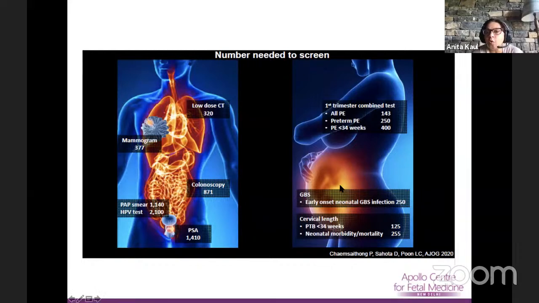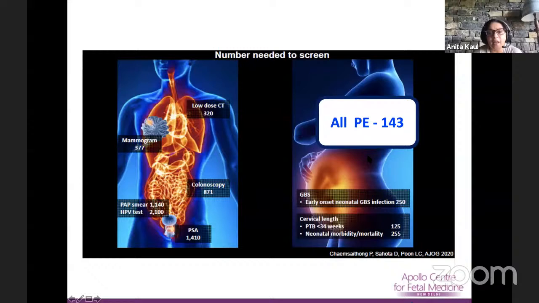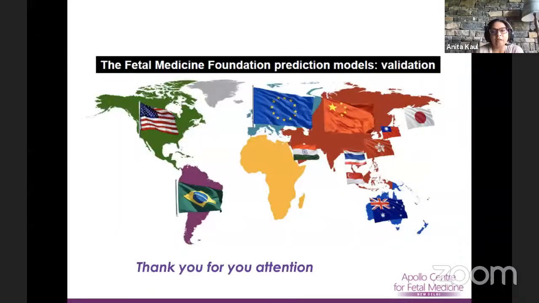So why are you hesitant, and why are people still not accepting preeclampsia screening? Because to prevent one case of preeclampsia, you essentially just need to screen 143 women. As compared to whatever is happening in the other parts of our body, I think it's really a no-brainer. I do think universal preeclampsia screening has to come in.